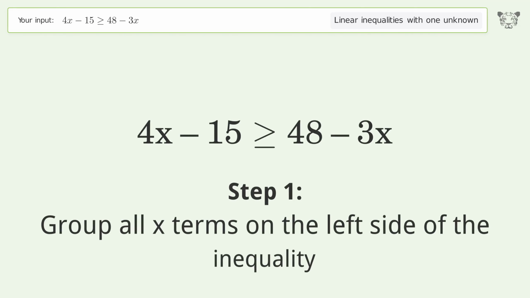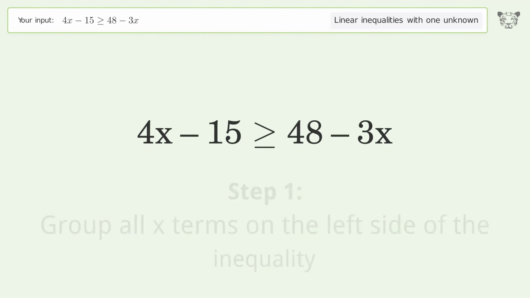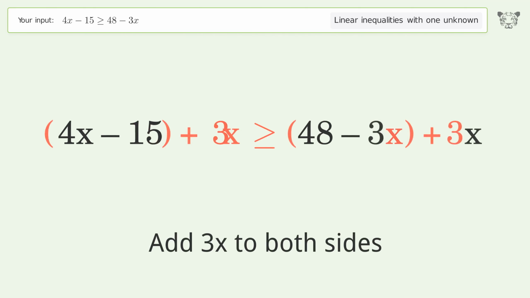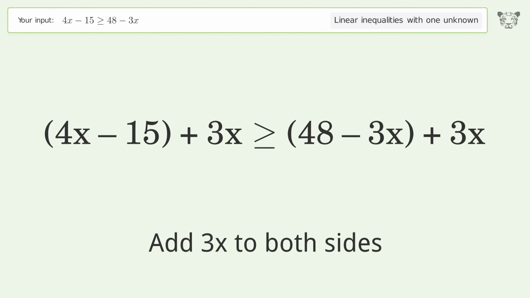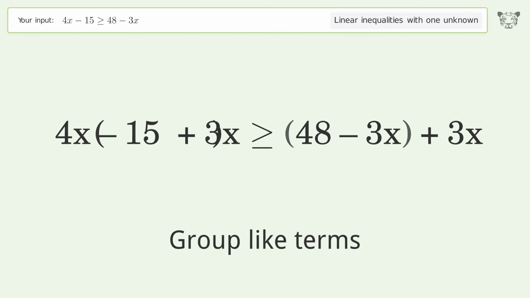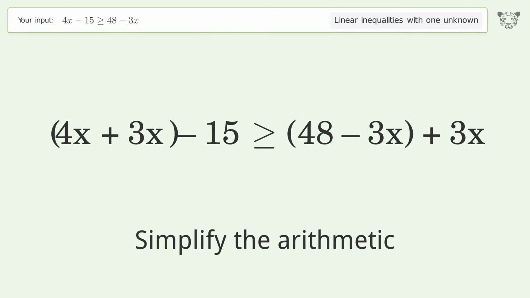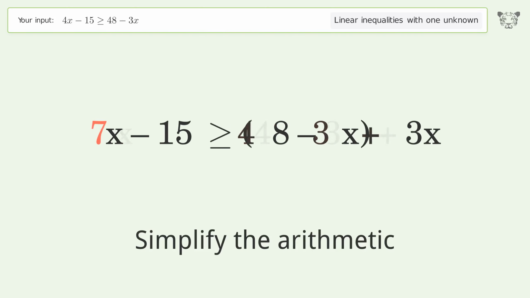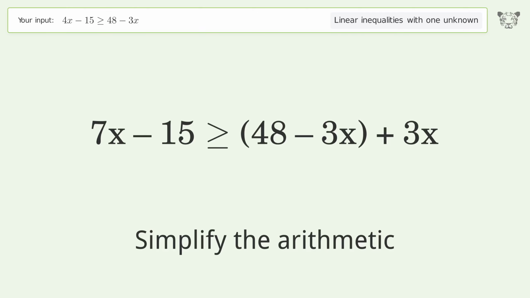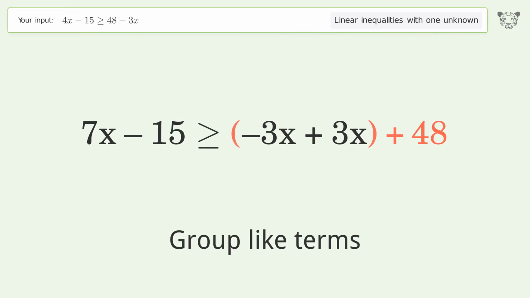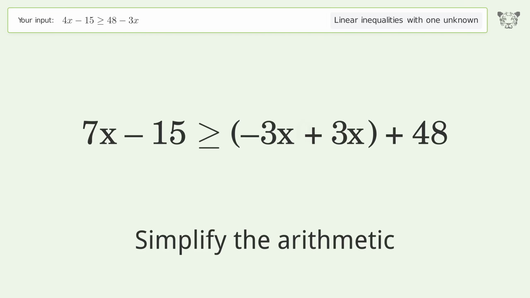Group all x terms on the left side of the inequality. Add 3x to both sides. Group like terms. Simplify the arithmetic. Group like terms. Simplify the arithmetic.